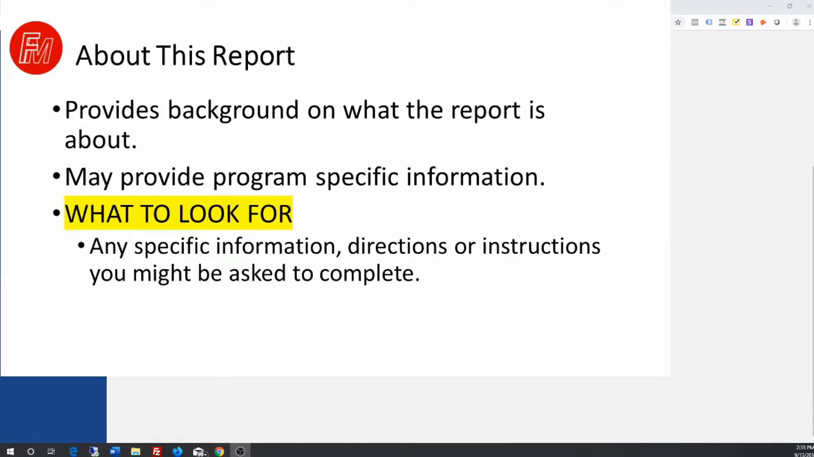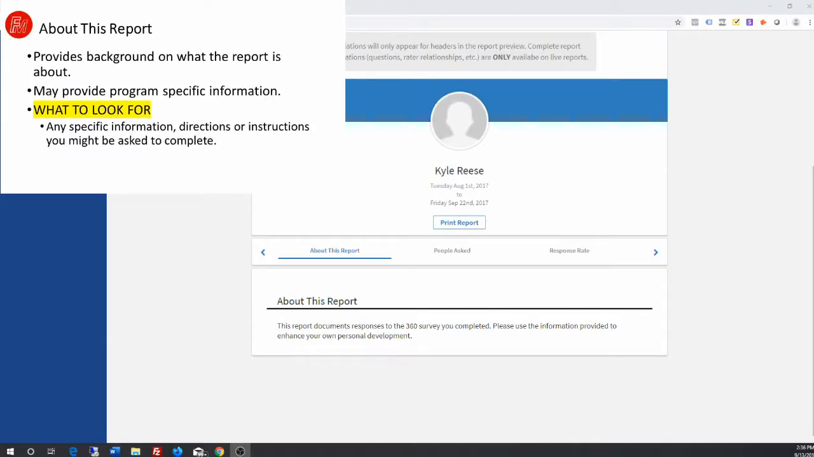So the first section of the report that we'll talk about is the About This Report section. And really what this section provides is a background on what the report is about. It might give you some additional information on the particular program you might be involved in. If you're involved in a leadership cohort program or an individual 360 program, whatever your 360 admin team at your company may have set up, this section of the report might give you more detail. What you want to look for in this section is any specific information or directions or instructions or just actions that you might need to take once you get your report. And that section looks like this right here. In the case of our example, it's pretty generic, but like I said, you might have more information there.